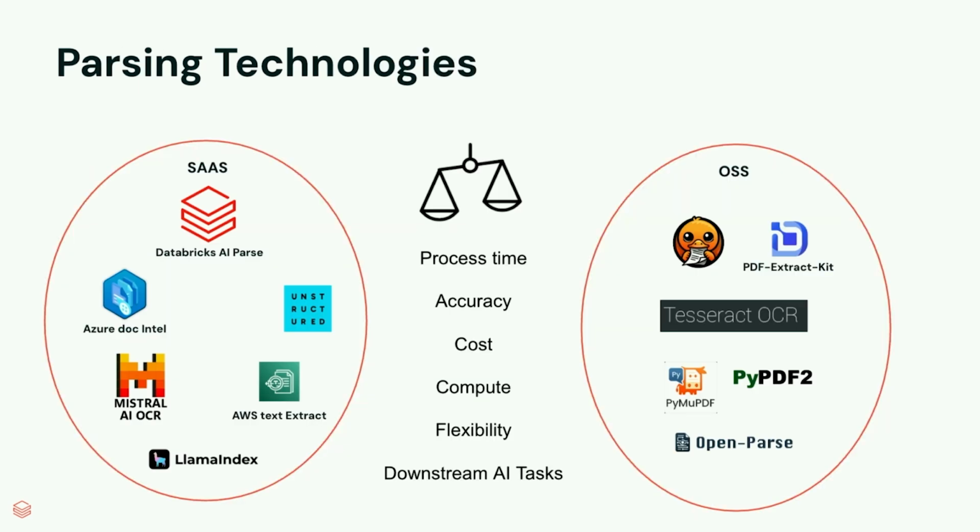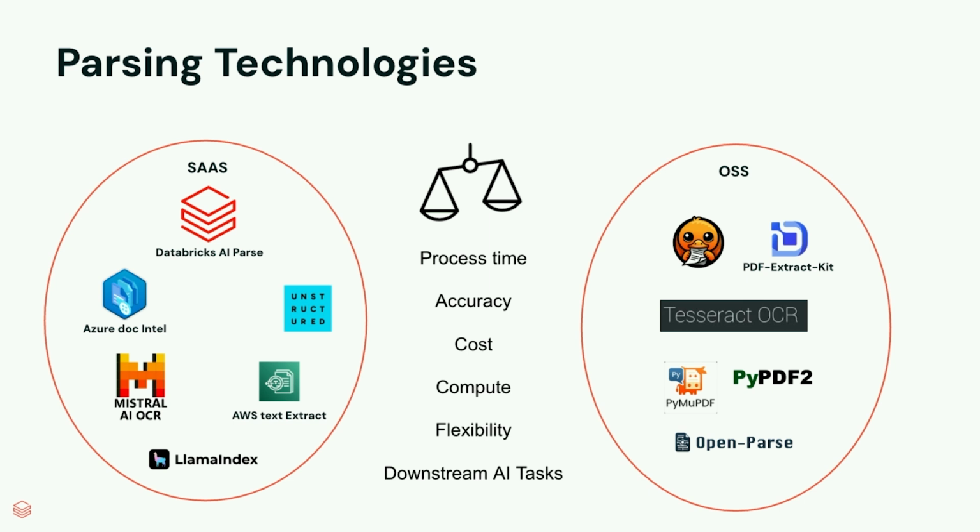We're not short of parsing technologies. As you can see, actually there are many, right? So on the right-hand side, I have a circle of open source ones, like Tesseract OCR from Google, which is very popular. And we have PyMuPDF, and Docling is something quite new recently from IBM. They all have their own specialties.